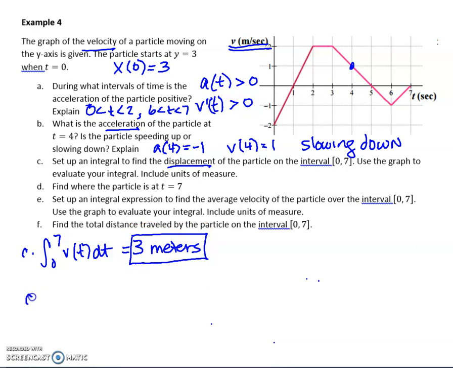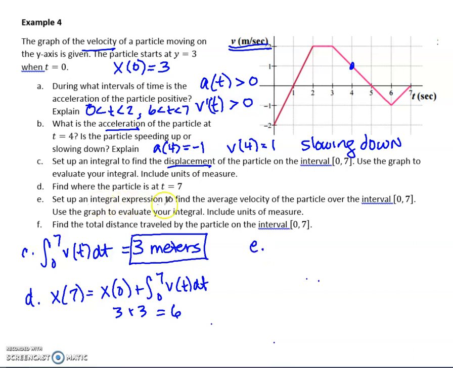Okay, for D, I want where the particle is at 7. Where it is would be position. So I really want x of 7. But I need an initial value. Well, the only initial value you have, because remember, this is not the position, the initial value you have is x of 0. So I'm going to go then from 0 to 7 of v of t dt. X of 0 is 3 plus the 3 we already know, so 6.